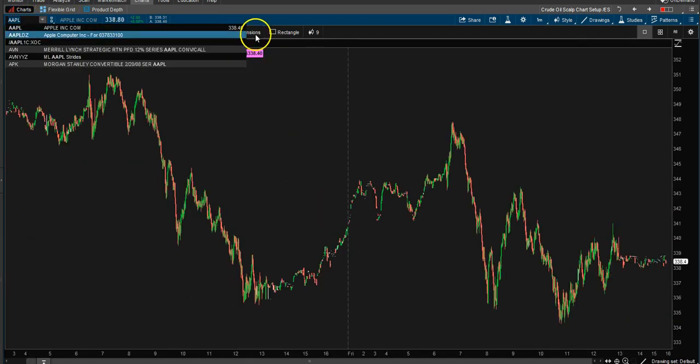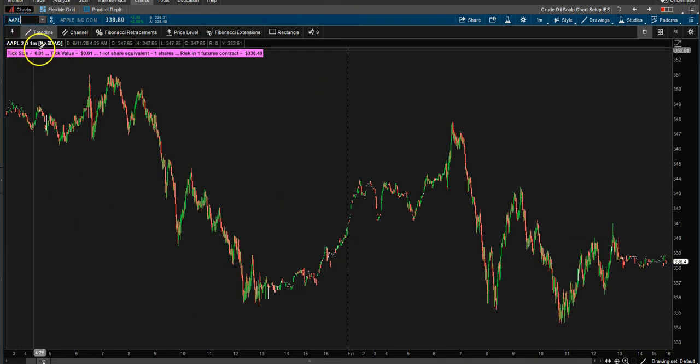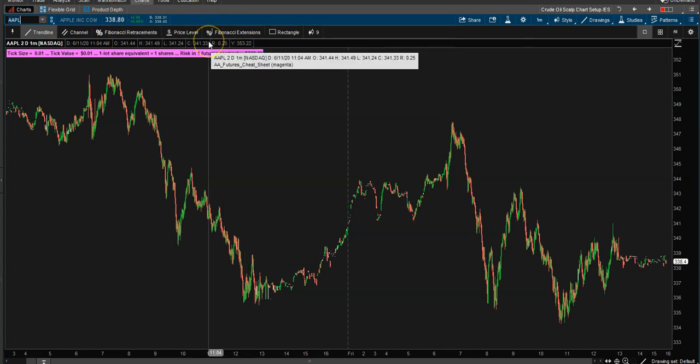If you pull up a stock, here's Apple. Every 0.1 cents is 0.1, one share equivalent equals 1 share. Risk is $338 because that's where we're currently at.